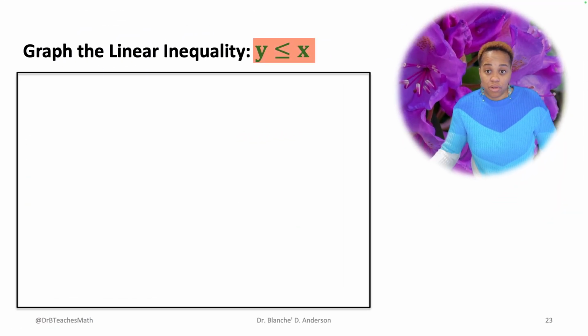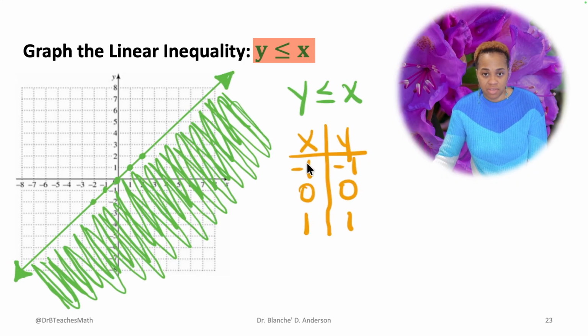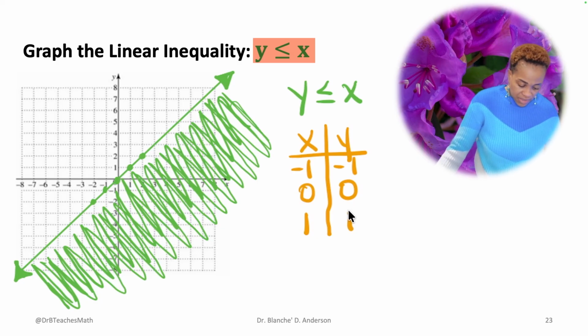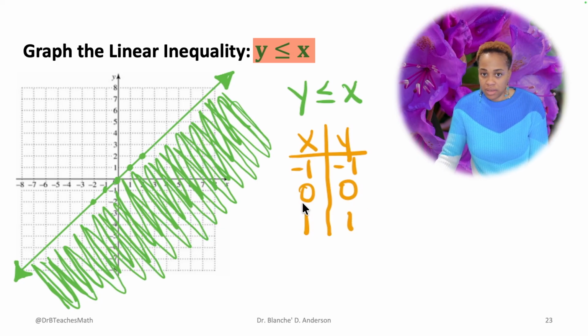Y is less than or equal to X. Another one: Y is equal to X. That means they're the same numbers. So if you just do a t-table, you end up getting the same numbers, and that's okay. Same numbers. Left, right, left, right, left, right.